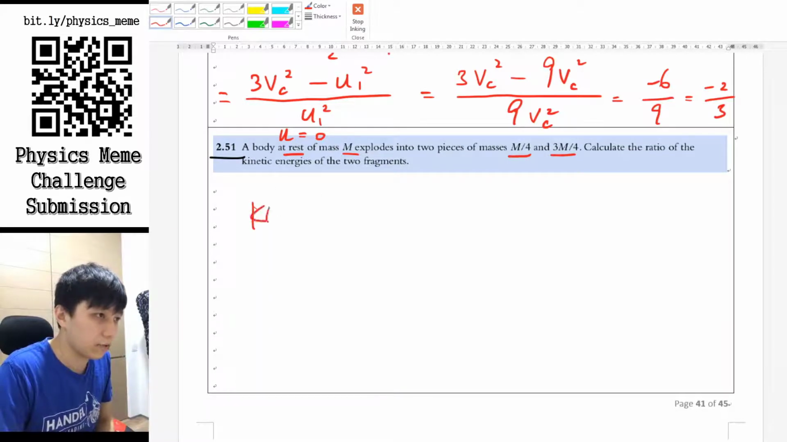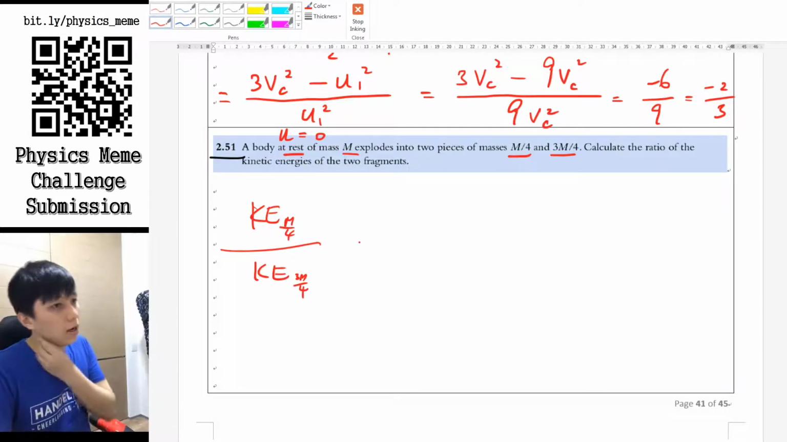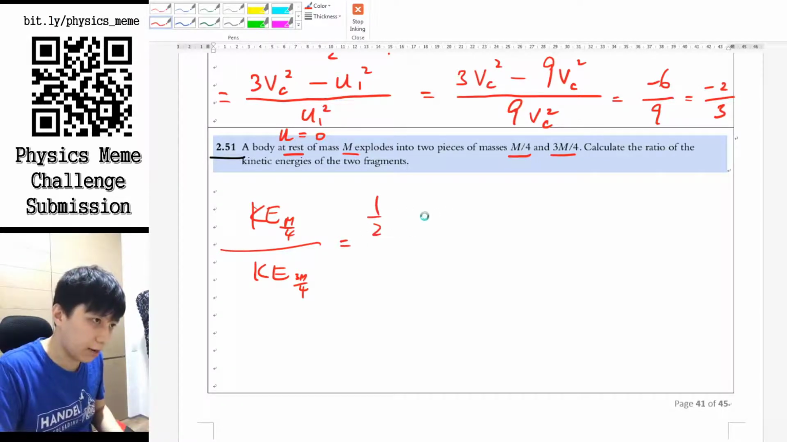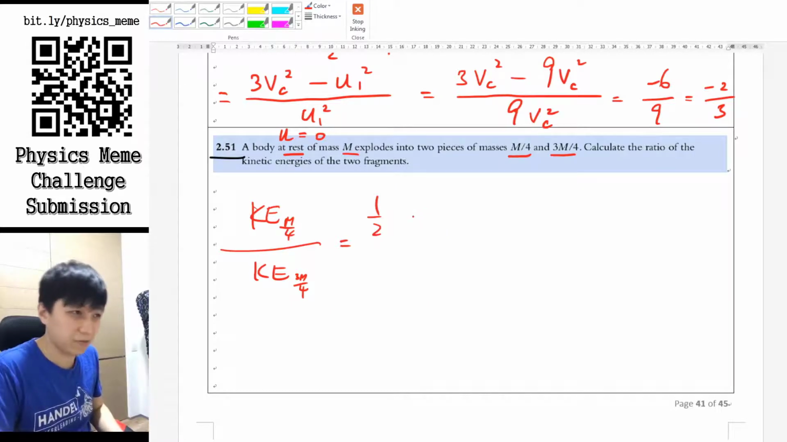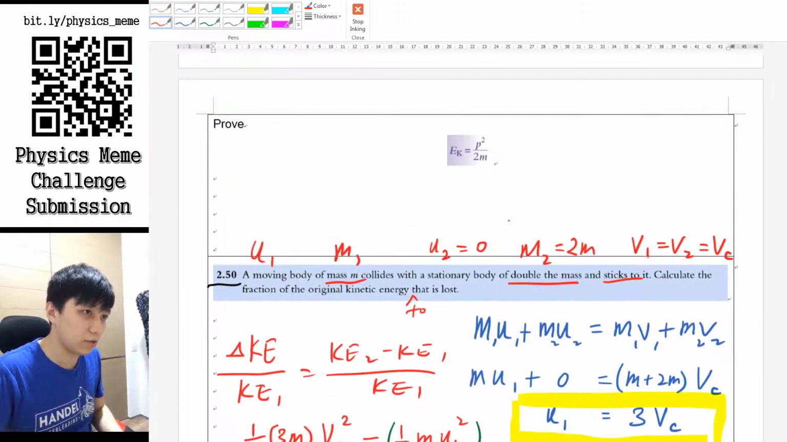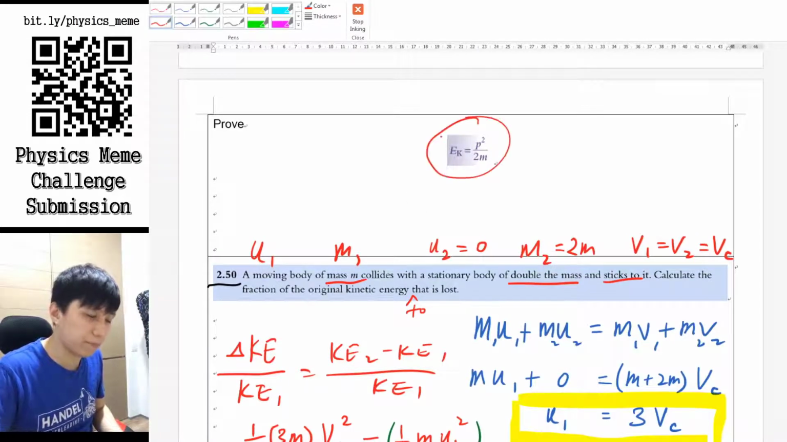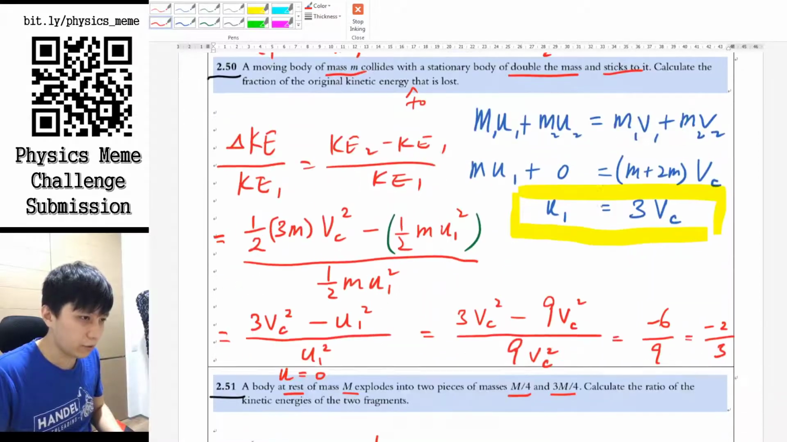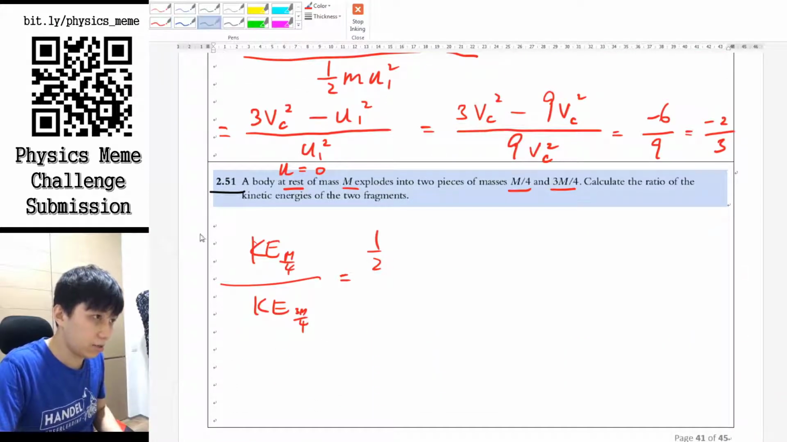So I suppose I have to write down the KE of the m over 4 and then the KE of the 3m over 4. Normally, if you try to use the usual kinetic energy equation, which is half mv squared, it is fine. You could also use the equation that you have proven here. Okay, so I'll give it a try to use this equation. Actually, I don't use this often. So p squared over 2m. Maybe I'll just write here, kinetic energy equals p squared over 2m to remind myself.